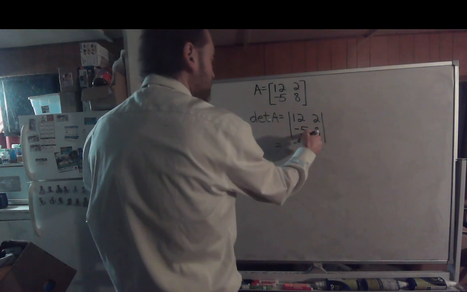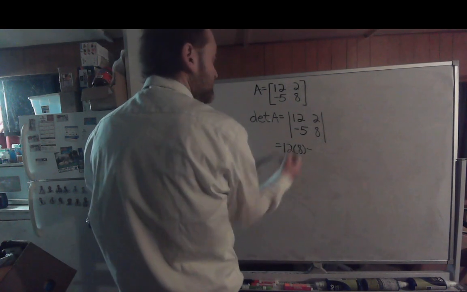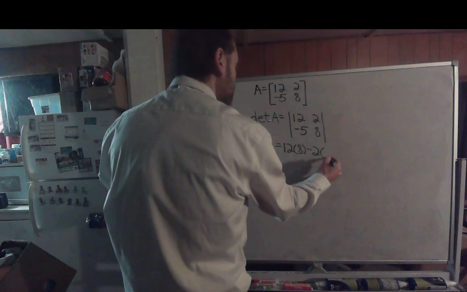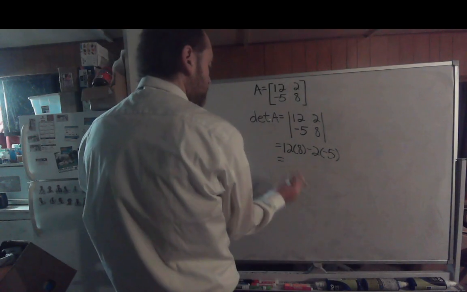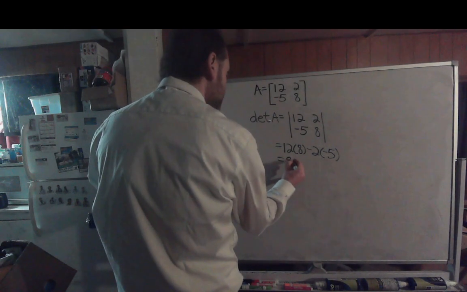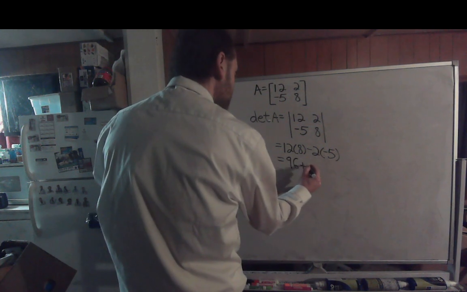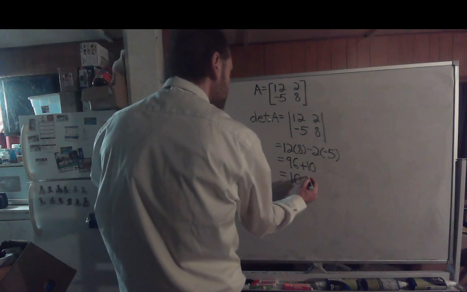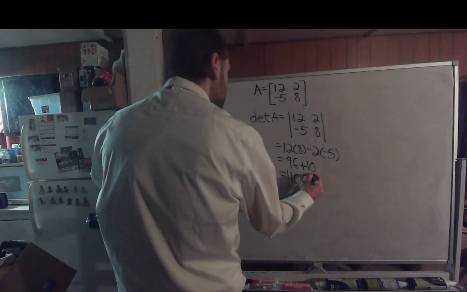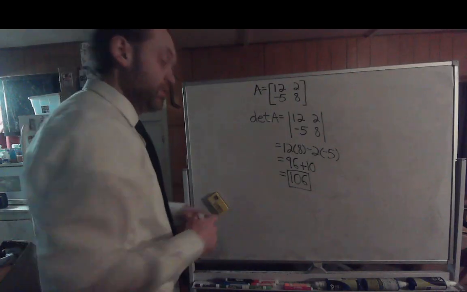Alright, take that 12 times 8 minus that 2 times the negative 5. So let's see, 12 times 8 is 96. Negative 2 times negative 5, that turns into plus 10. So 96 plus 10 is 106. So the determinant of matrix A would end up being 106.